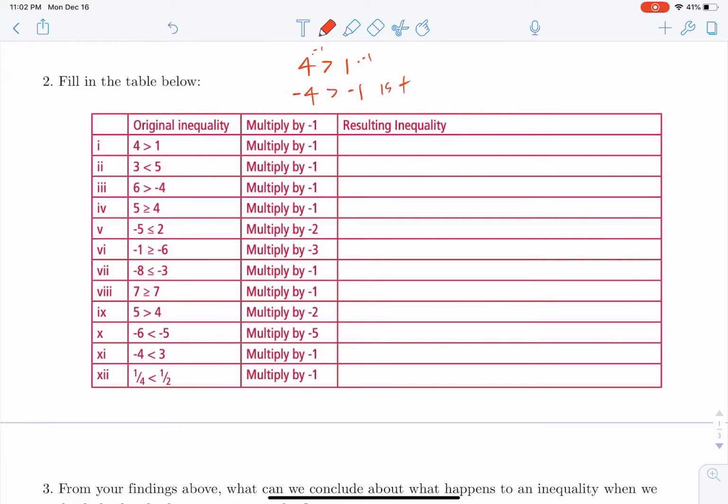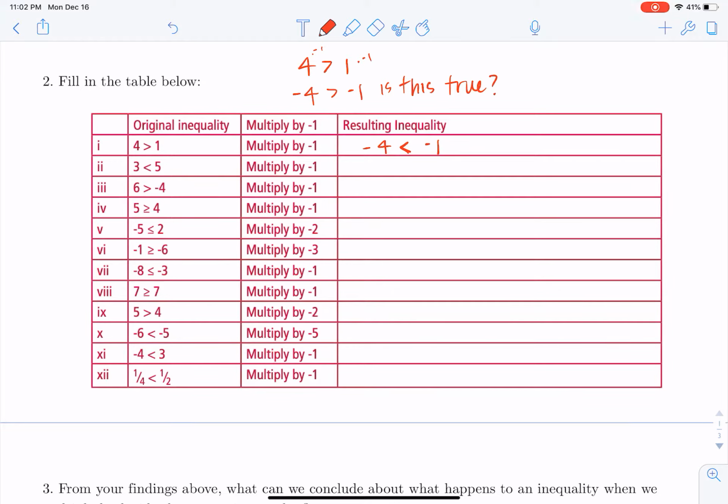Is this true? Is -4 greater than -1? No, that is not true. My resulting inequality when I multiply both sides by -1 is -4 and -1, and I know that -1 is larger than -4. -4 is smaller than -1.